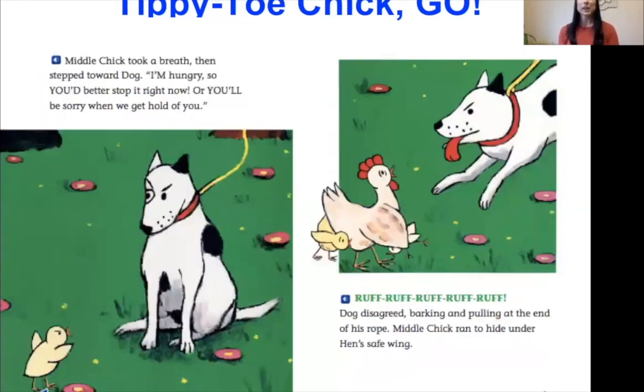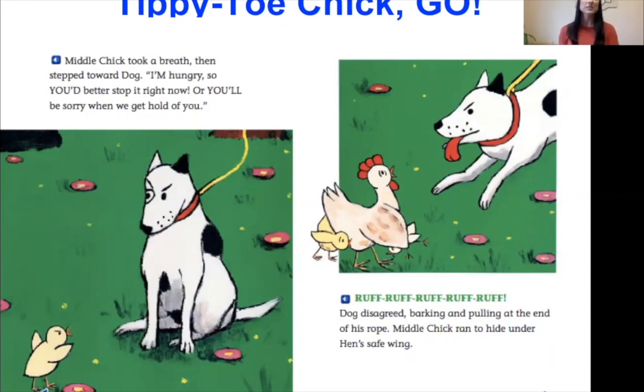For the next page, we're going to be reading to find out who tries to solve the problem next and how they try. Let's read. Middle Chick took a breath, then stepped toward Dog. "I'm hungry, so you'd better stop it right now or you'll be sorry when we get a hold of you."